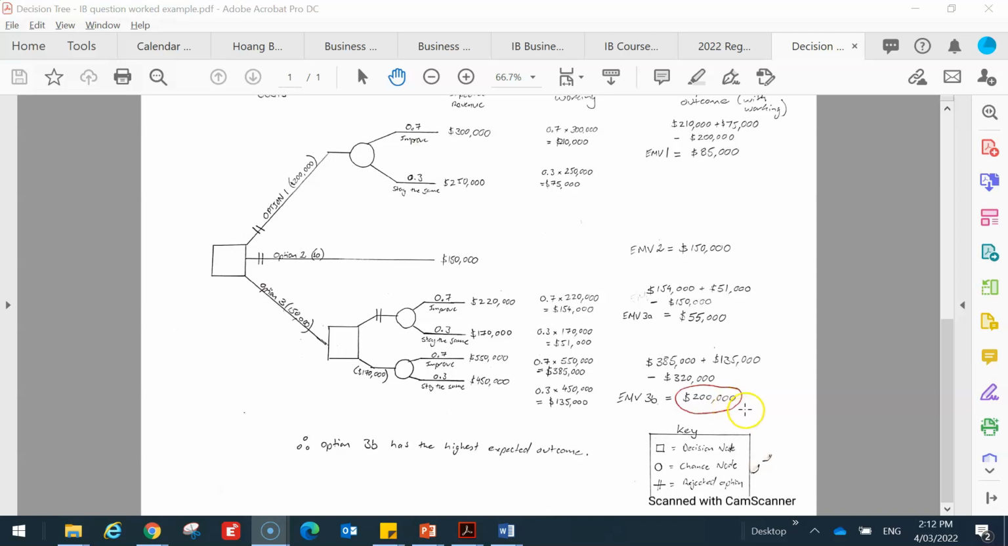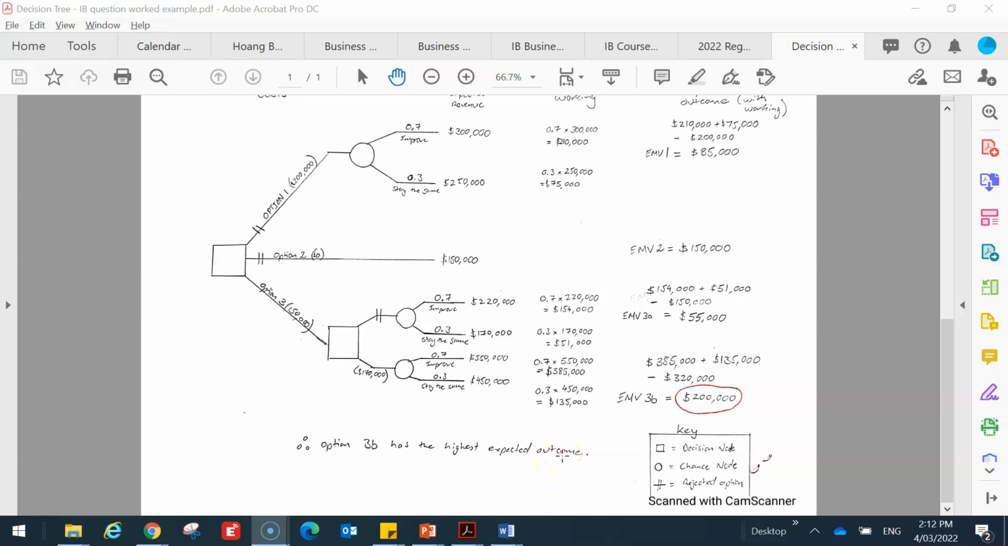All right, now working back through, for our expected outcomes, we're looking for the highest value, and the highest value in this case is clearly 200,000 out of all the options. All right, what do I do? I like to circle it. I like to finish my answer with, therefore, option 3B has the highest expected outcome.